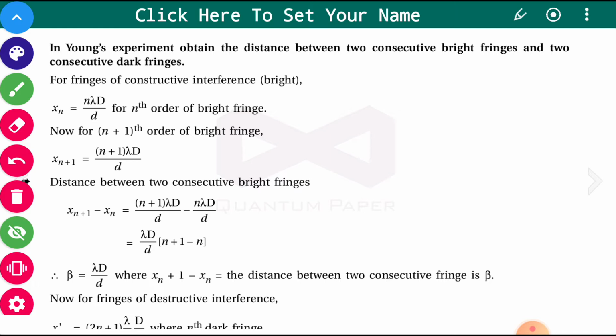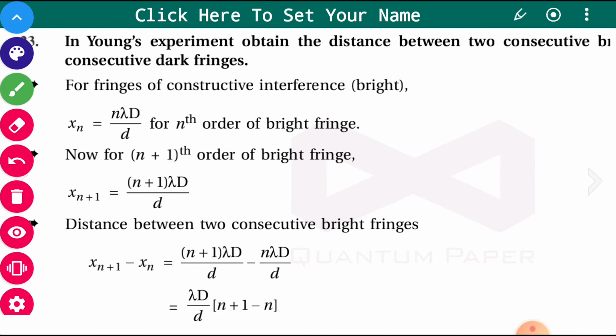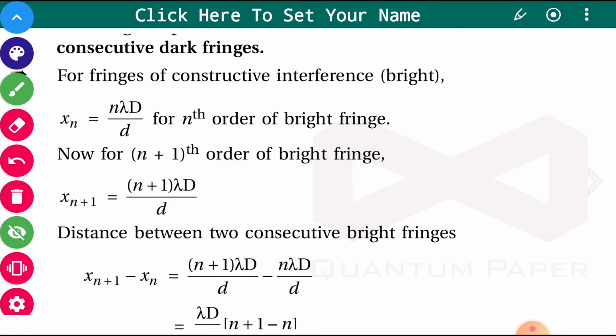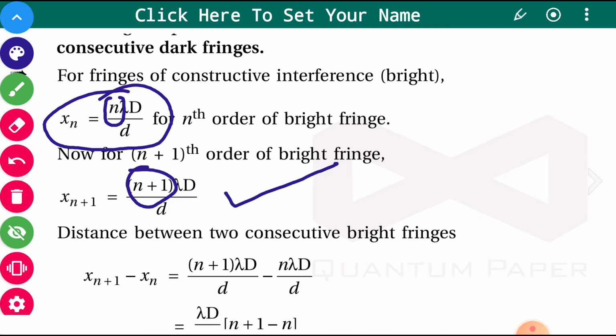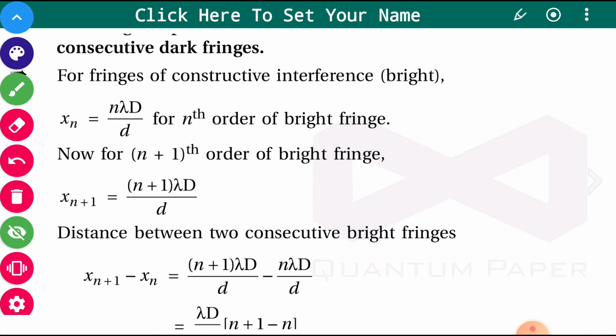Now if you make xn the subject of the formula, you will get xn is equal to n lambda capital D upon small d. Now for the n plus 1th fringe, instead of n we have to write n plus 1. So the distance of the n plus 1th order bright fringe from the central fringe will be xn plus 1 is equal to n plus 1 lambda D upon small d.